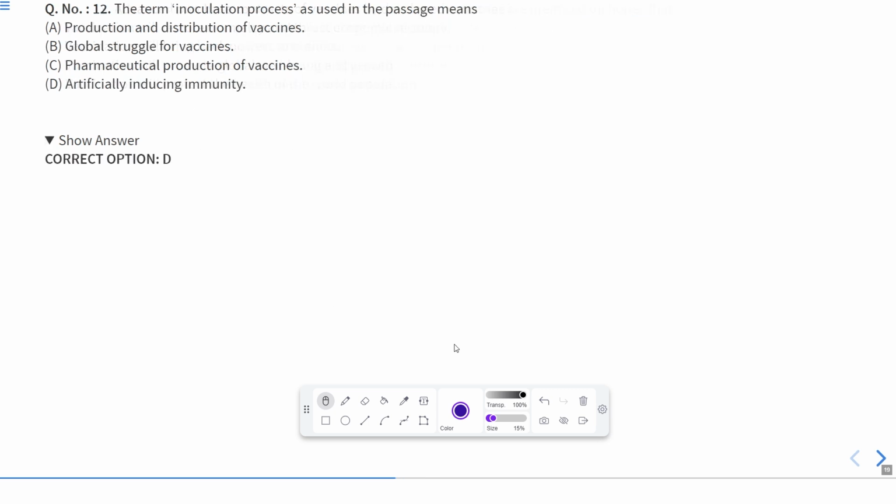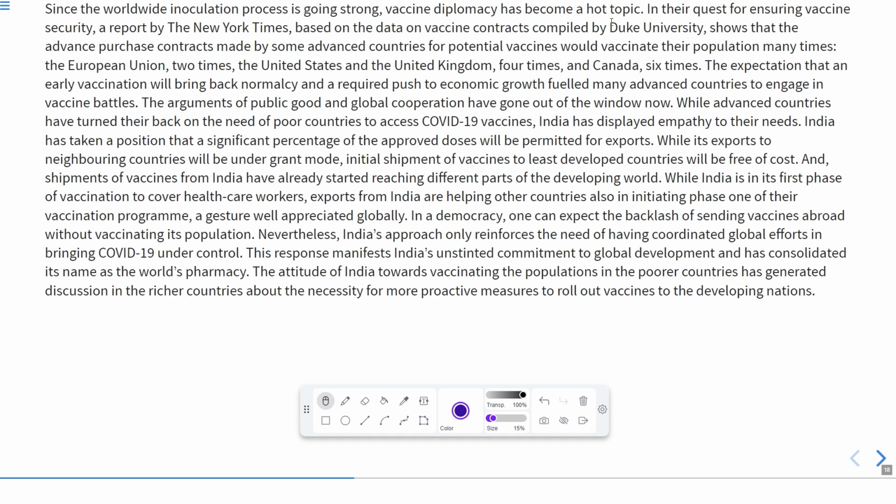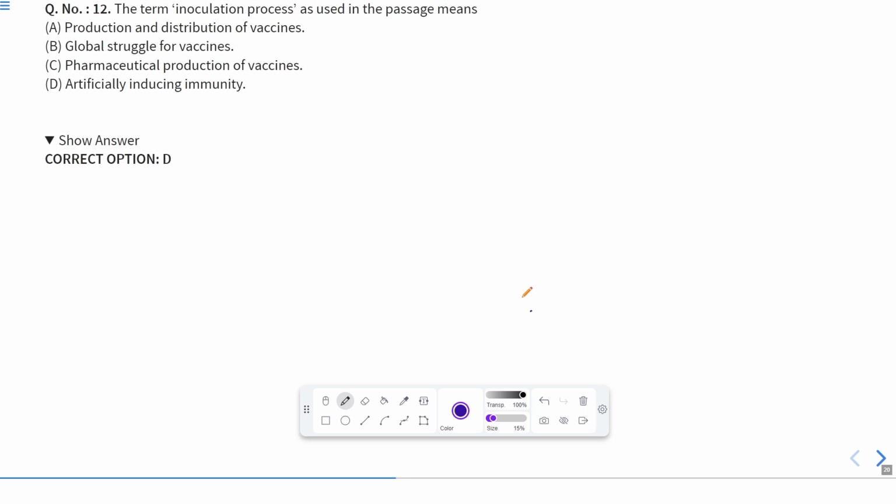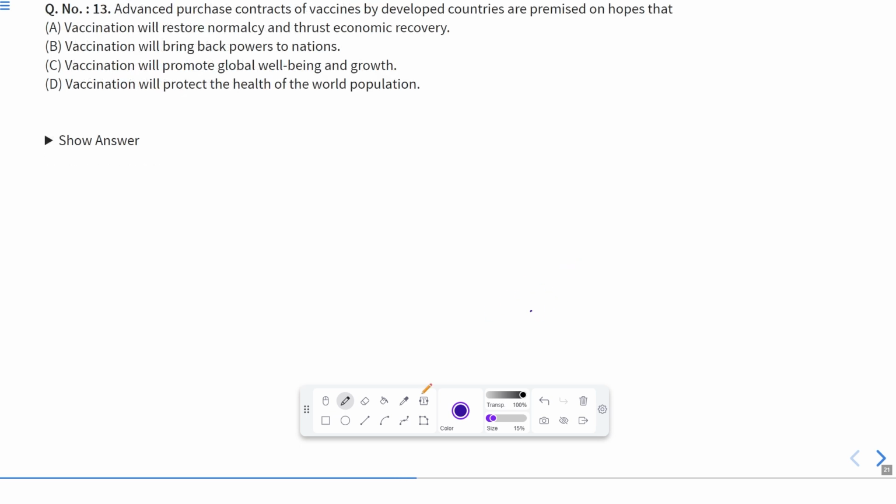Now, if you see this one, they were given advanced the expectation that early vaccination will bring back normalcy and provide a push to economic growth, which fueled many advanced countries to engage in vaccine battles. Okay, so this was the requirement, this was the expectation by doing this, that they hoped to make vaccines.